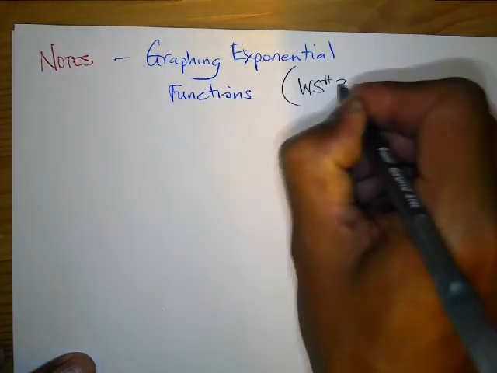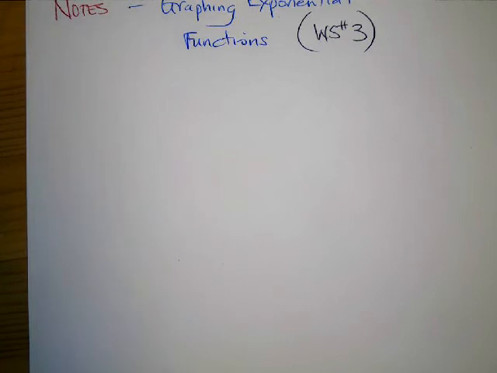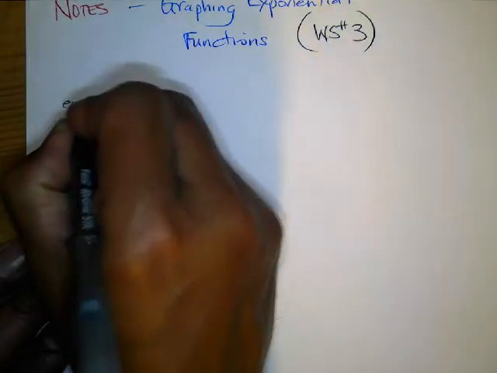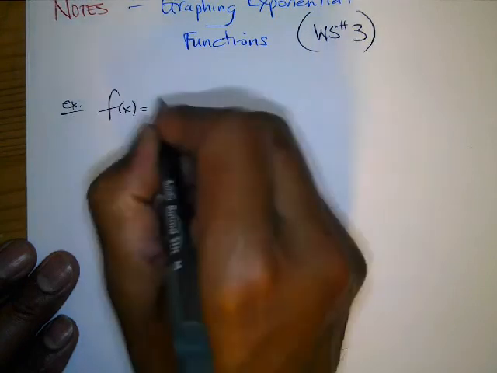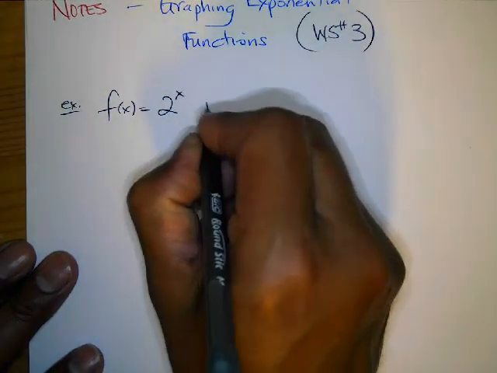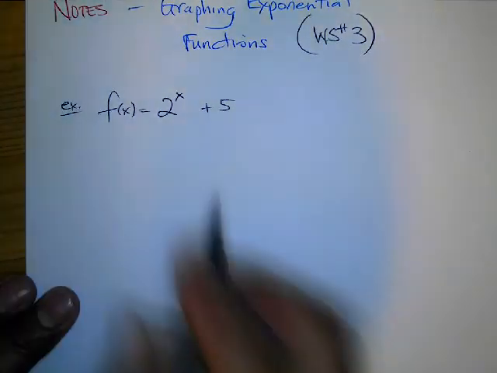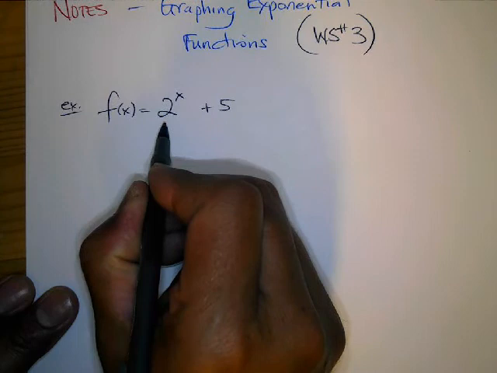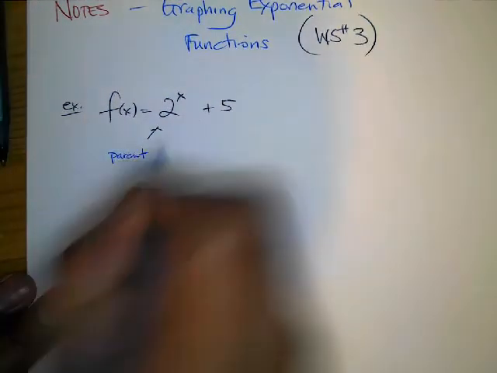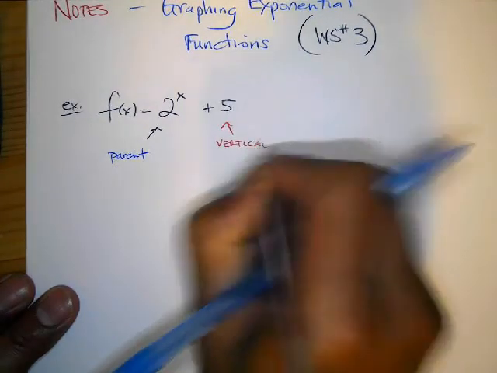So let me just quickly review what we did on pretty much worksheets 1 and 2. We have, for example, f of x is equal to 2 to the power of x, and then out here plus 5. Alright, so this is my parent function. This is your parent function. This is the parent part. And this number out here is the vertical shift.